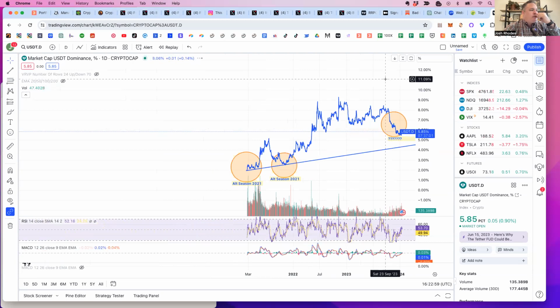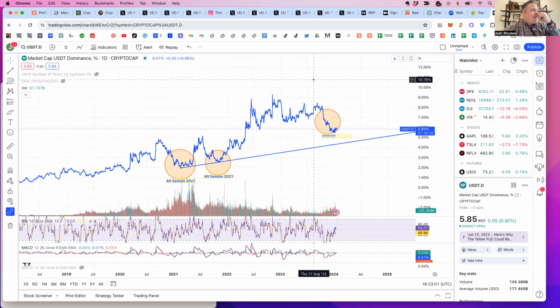But remember, I've shown this chart a few times. This is the Tether dominance chart, which is to say whenever you see Tether's dominance going down, the market cap of Tether against the rest of the crypto market going down, we have bull markets. Every one of these dips, we have alt seasons where you get 10x to 100x returns.